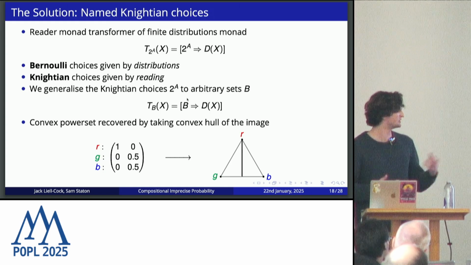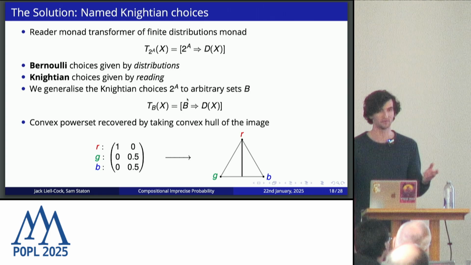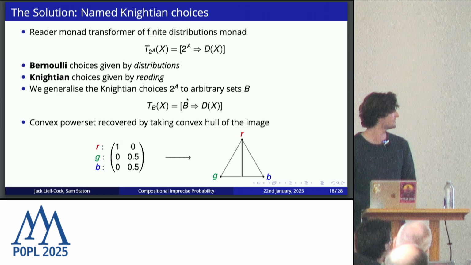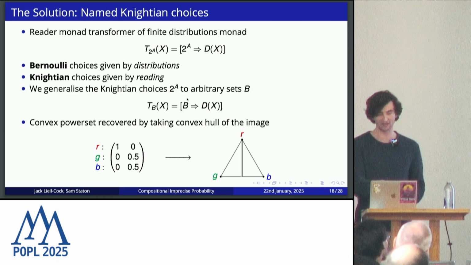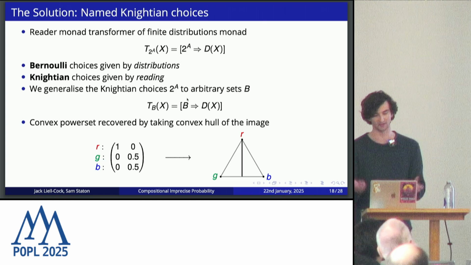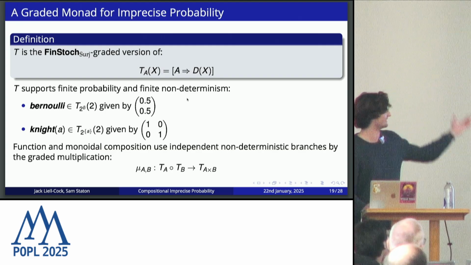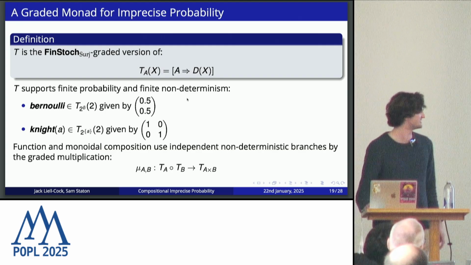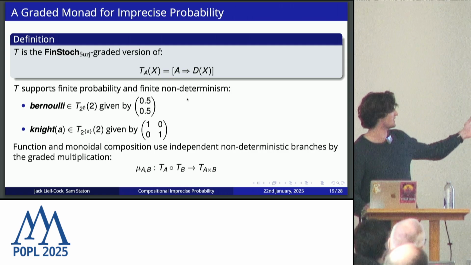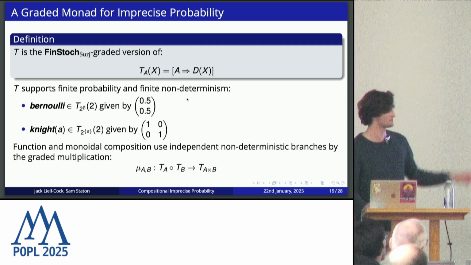So we generalize this 2 to the A to arbitrary sets B, to talk about non-deterministic branches. And then we can actually recover the convex power set from this model by looking at the image of this function and taking the convex hull. And this is actually given to us by a canonical Kan extension, so it's a very natural way to go from one model to the other. So yeah, this is, I guess, the semi-formal definition.